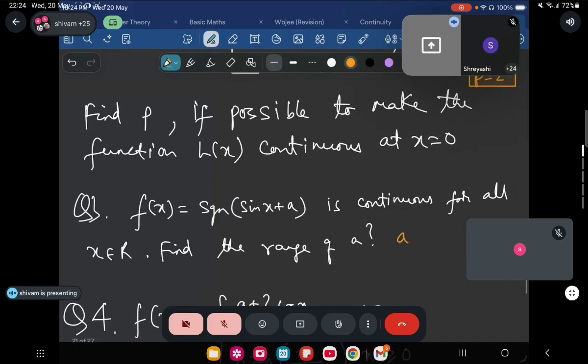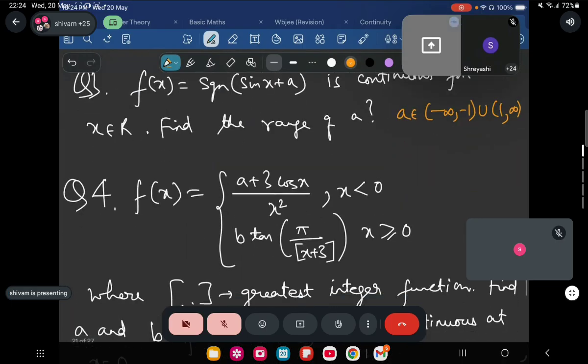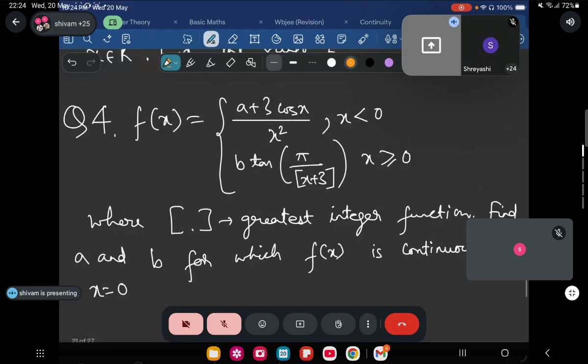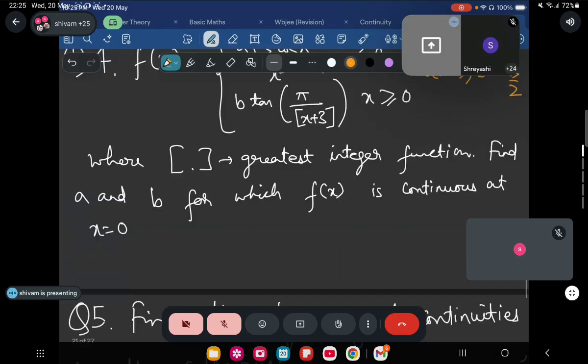Okay. Next, number 3. A belongs to minus infinity comma minus 1, union 1 comma infinity. Next, this one: find A and B for which f of x is continuous at x equal to 0. Over here, A is equal to minus 3, and B equals minus root 3 by 2. Tell me, anyone having any doubt? You can ask me now.